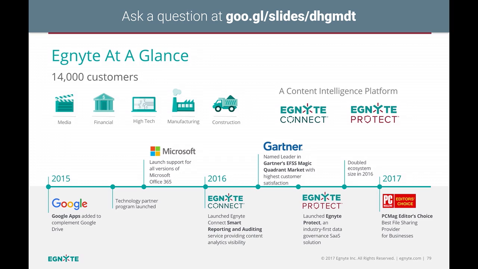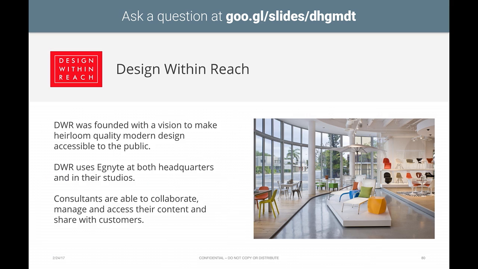And our second product, which we'll be talking about today, is Ignite Connect. Ignite Connect is an enterprise file sync and share solution that's widely deployed. Around 14,000 business customers around the world use it across a range of industries. And one of these customers is Design Within Reach, which is a joint customer of ours and of Google's.